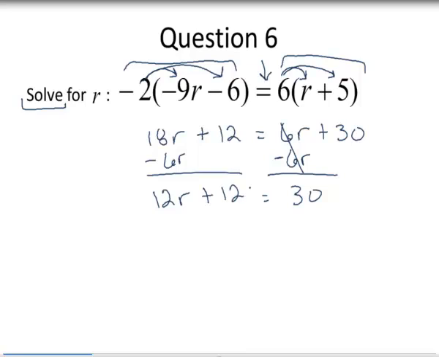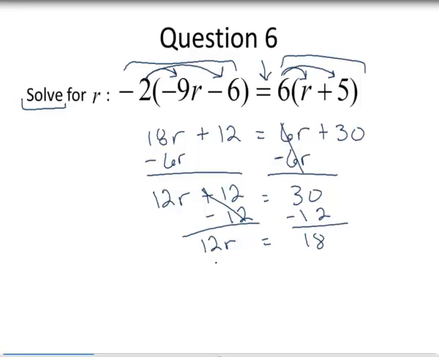Once your r's are all on one side, then all your constants or your number parts need to be on the other side. So I have to get this 12 off of this side, since this is where I put the r. How do I get this 12 off? Subtract. Right now it's a plus, so I'm going to subtract 12. This is the opposite operation. Same thing on both sides. Positive 12 and negative 12 cancel and make 0, so we have 12r only on this side. On this side we have 30 minus 12, which is 18.